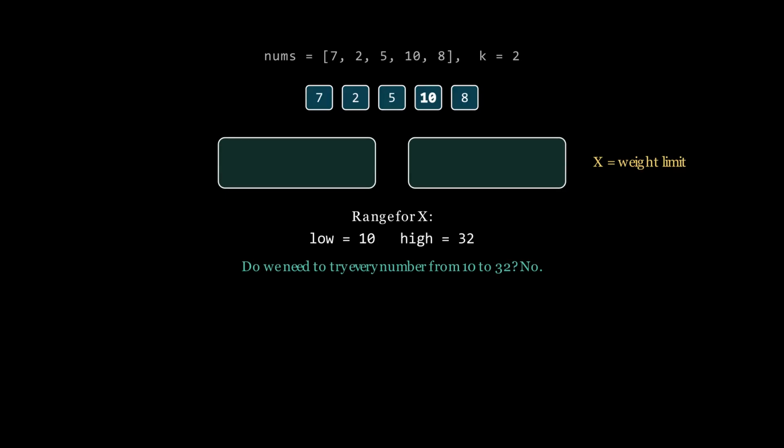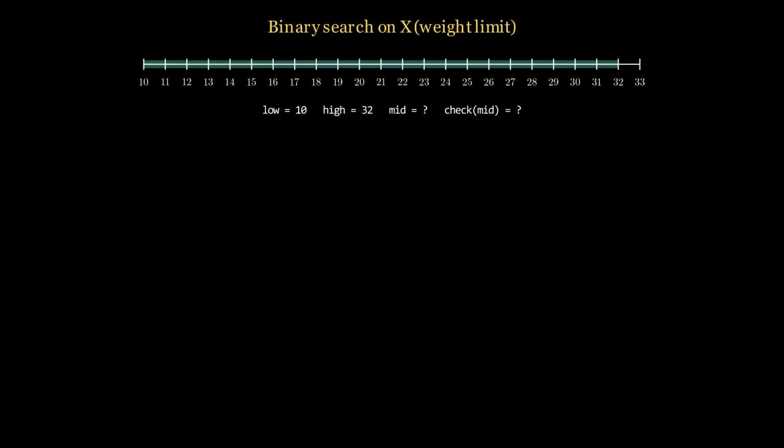Do we need to try every number from low to high? No. This is where boundary binary search comes in. We binary search on x. The teal segment is our range from low to high. At each step we take mid and run the check we already described. If check is true we shrink from the right, if false, from the left. The smallest x for which check is true is the answer, 18.